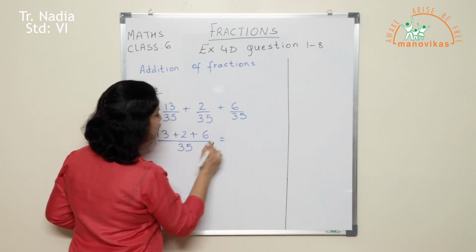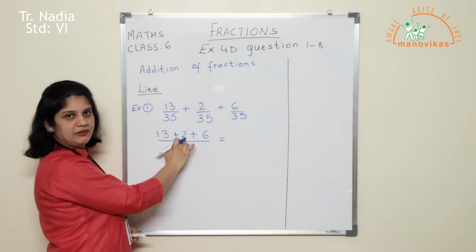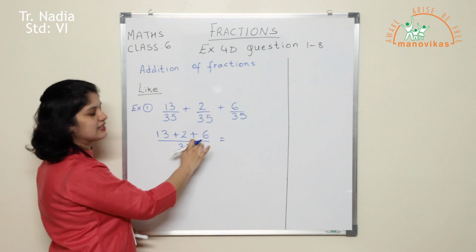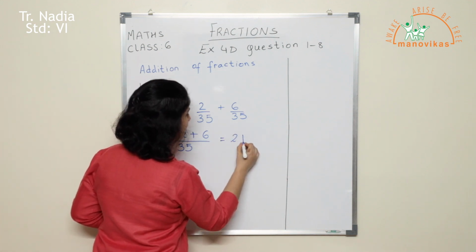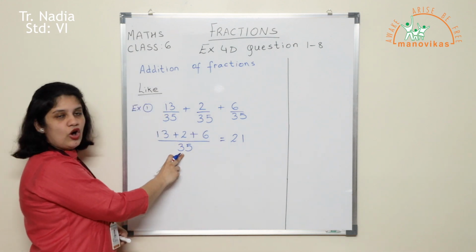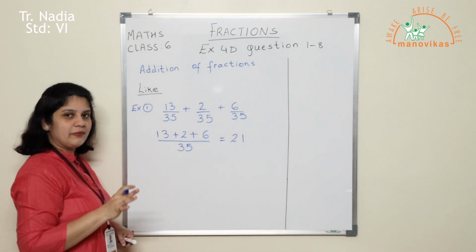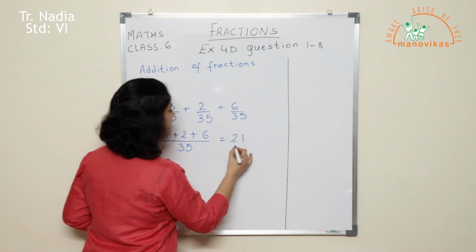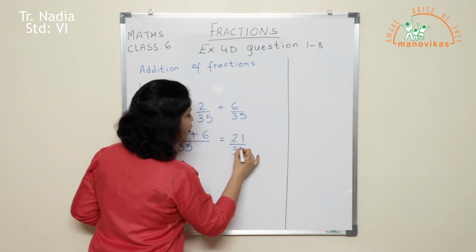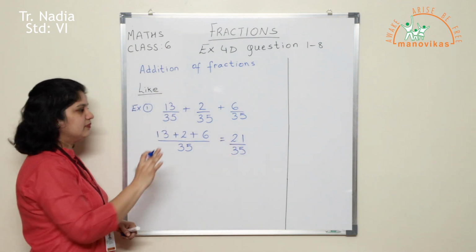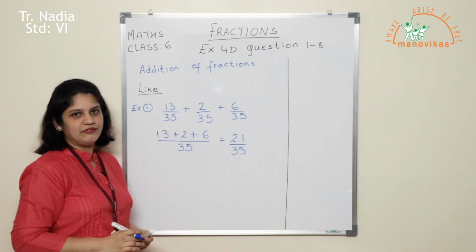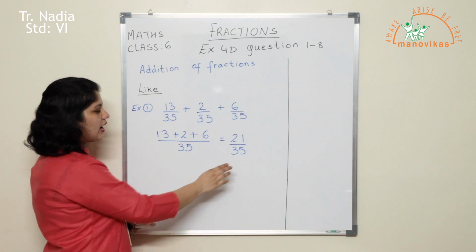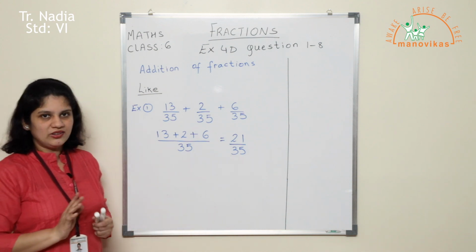Now let us add the numerators. 13 plus 2 will give me 15. 15 plus 6 will give me 21. So after I add the numerators, I got the total 21. The denominator does not change. It remains as it is, so it will be 35. We don't have to add the denominators. The question had denominator 35, so the answer will also have denominator 35. So I got this answer, 21 upon 35.